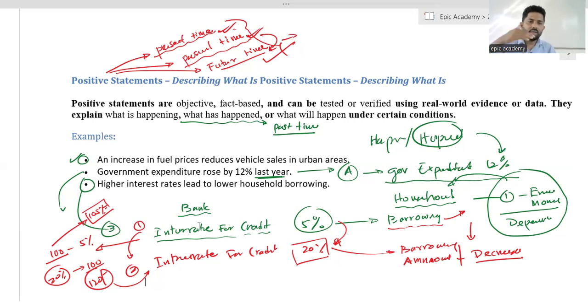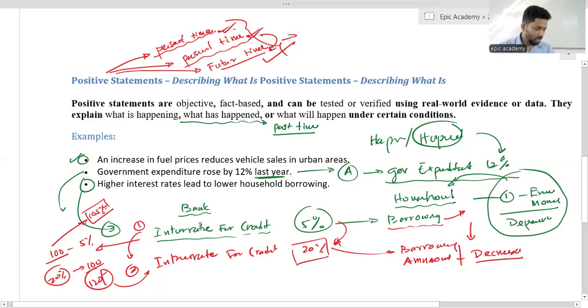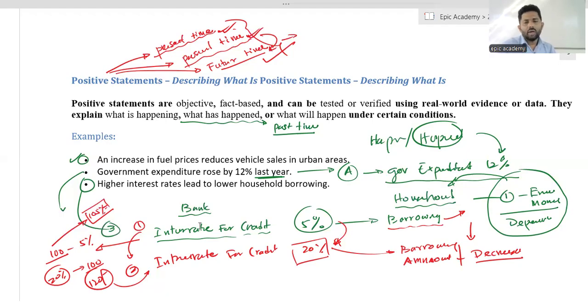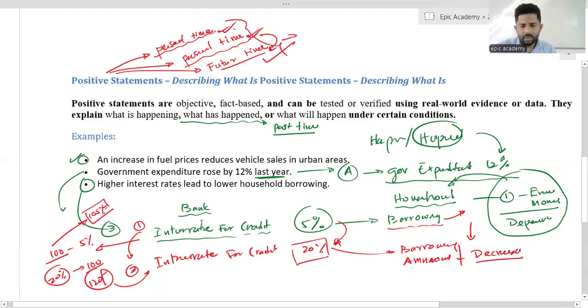Yes, if interest rate increases, borrowing reduces. If the interest rate for borrowing reduces, what happens to the borrowing? It increases. So now you can identify a negative relationship between interest rate and household borrowing.